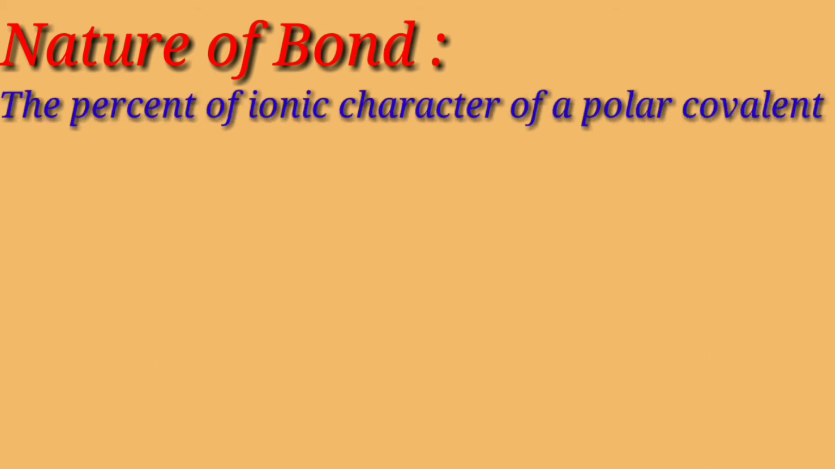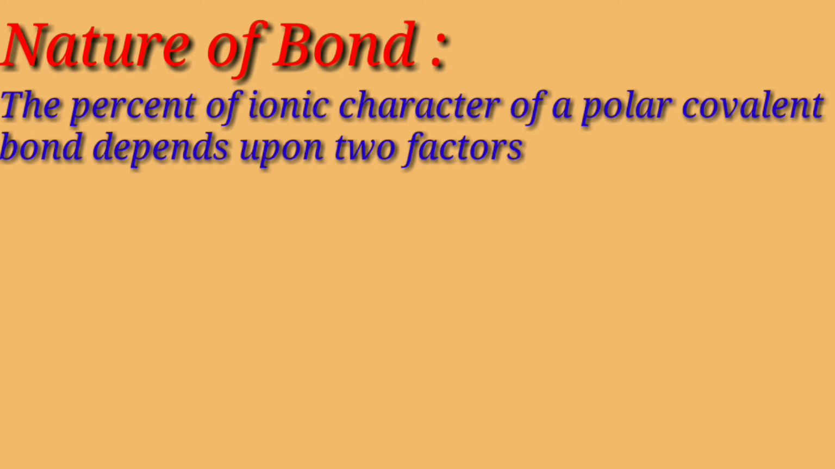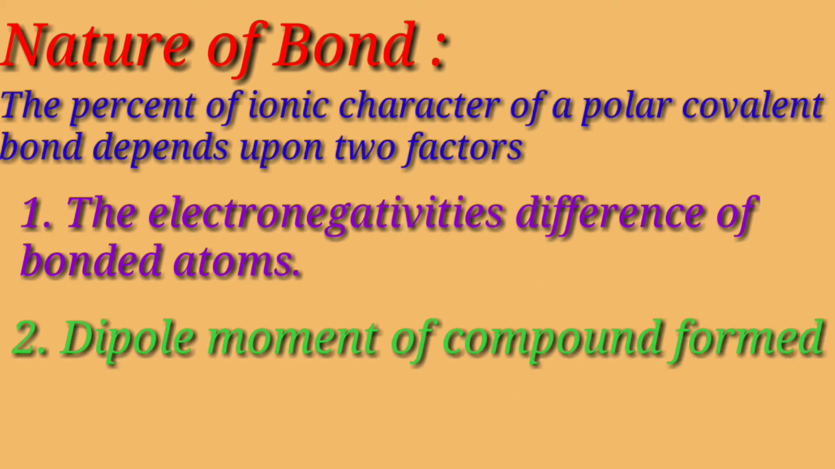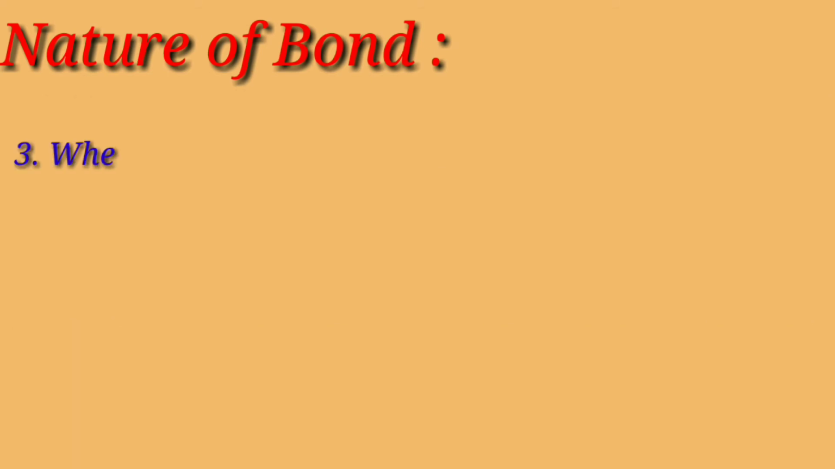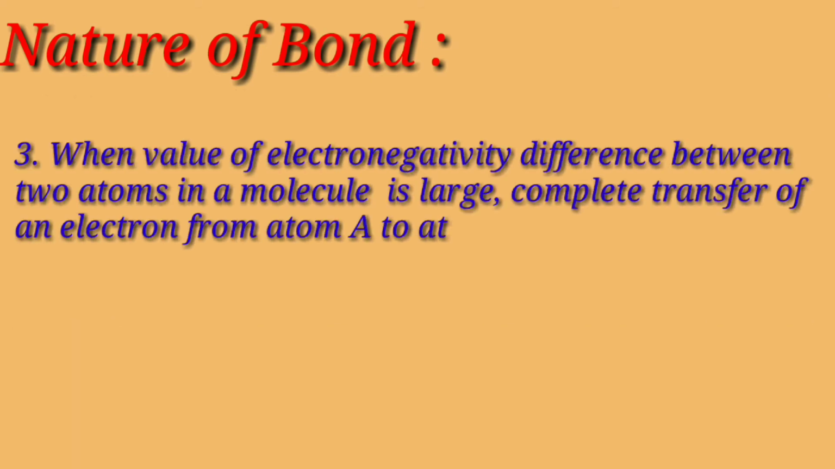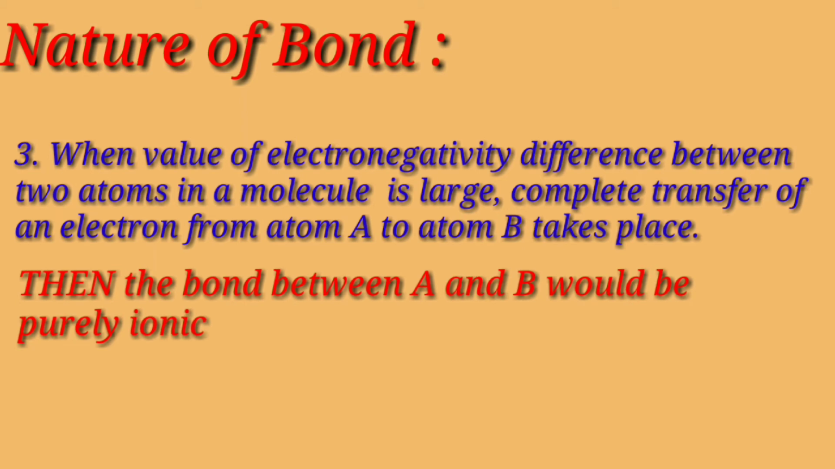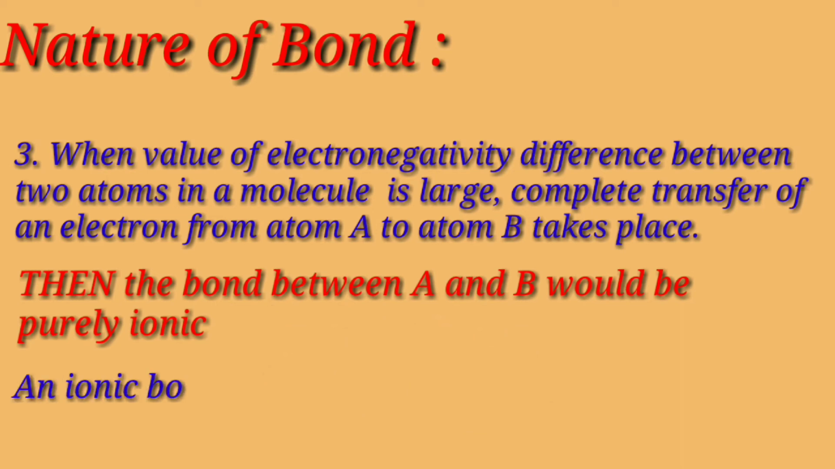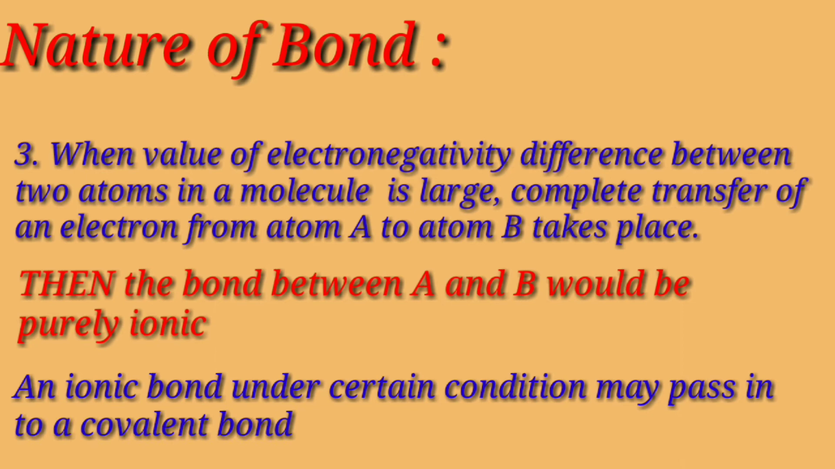The percent of ionic character of a polar covalent bond depends upon two factors. One is the electronegativity difference of the bonded atoms, and second, dipole moment of compound formed. When value of electronegativity difference between two atoms in a molecule is very large, complete transfer of an electron from atom A to atom B takes place. Then the bond between A and B would be purely ionic, which can be represented as A+ B-. An ionic bond under certain conditions may pass into a covalent bond.